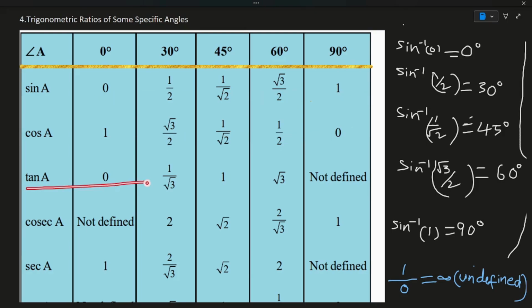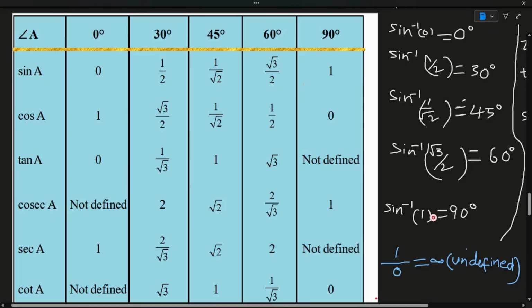What is tan A? We know that tan A equal to sin A by cos A. Sin A by cos A means 0 by 1, it's a 0. 1 by 2 by root 3 by 2, it will become 1 by root 3. 1 by root 2 by 1 by root 2, it will become 1. Root 3 by 2 by 1 by 2, it will become root 3. 1 by 0, it will become undefined. Why is it undefined? Because 1 by 0 equal to infinity. We cannot determine any value.